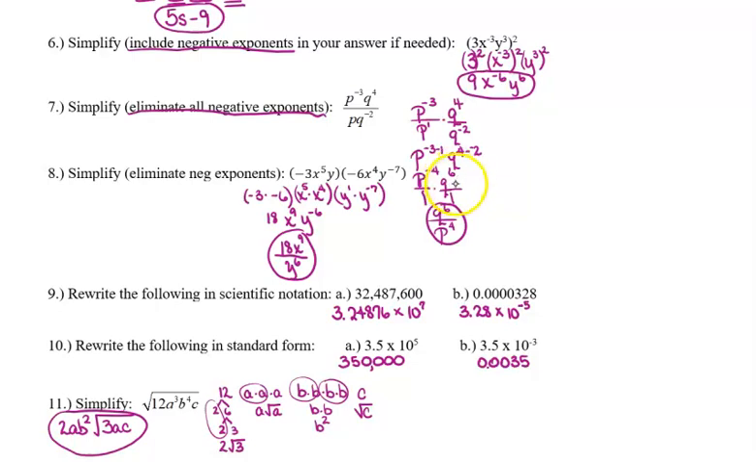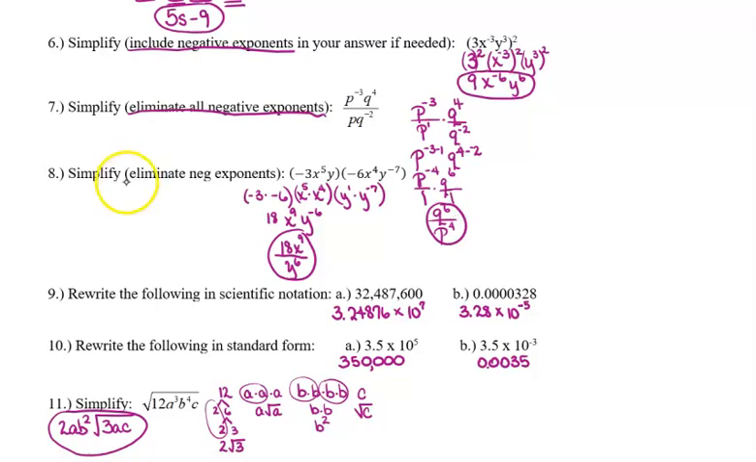Since they told me I had to write it without negative exponents, I have to get rid of this negative 4. And to get rid of that negative 4, all I need to do is just move across the division bar. So I'll have p to the positive 4 in the denominator. And q was already a positive exponent of 6, so it doesn't have to move. So q to the 6th will stay in my numerator.